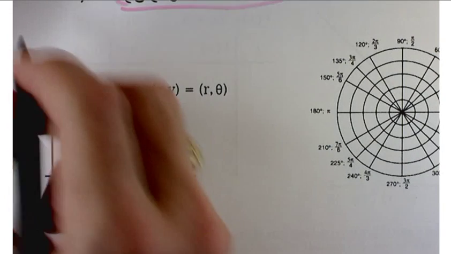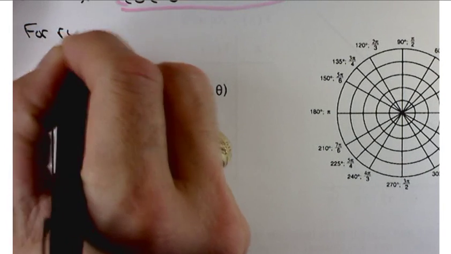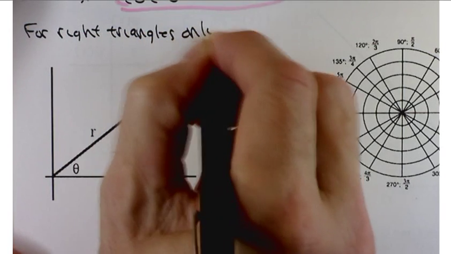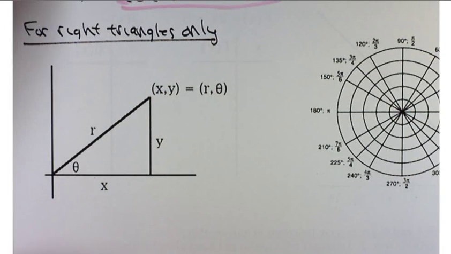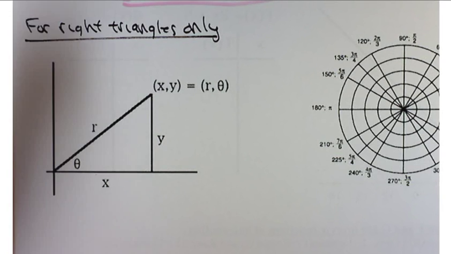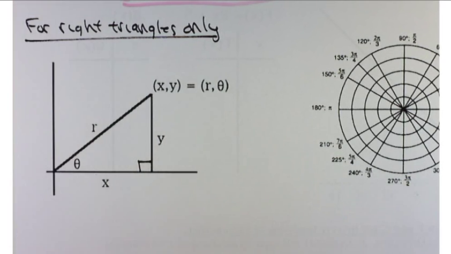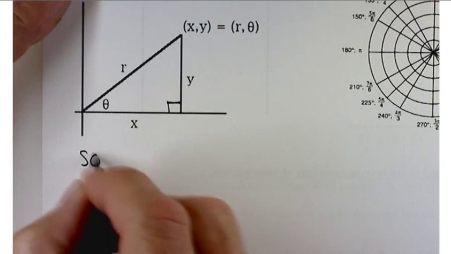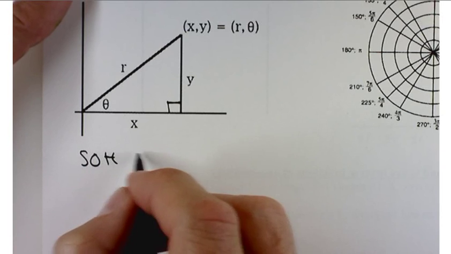So for right triangles only, what do I mean by right triangle? Yeah, a right triangle has a 90-degree angle. For right triangles only, you can do some other stuff in terms of thinking and working with your trigonometric definitions. So a famous acronym is this one.